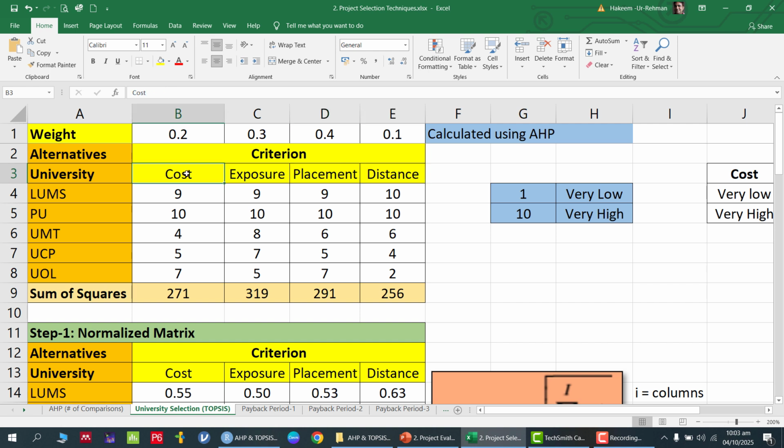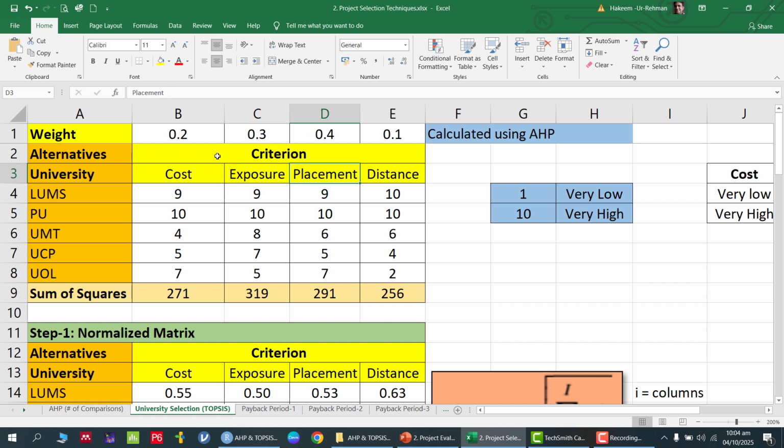Obviously, the lower the fee of the university, the better the alternative would be for me. The smaller the distance from my home, the better the university is. The larger the exposure and the larger the job placement, the better the university is. So that means a few criteria are negative criteria for me, where negative means smaller is better, and a few criteria are benefit criteria, which means larger is better.